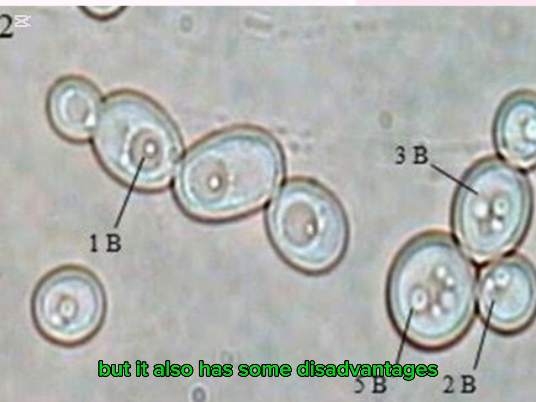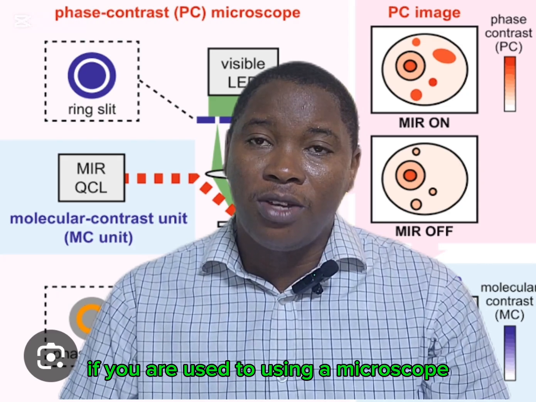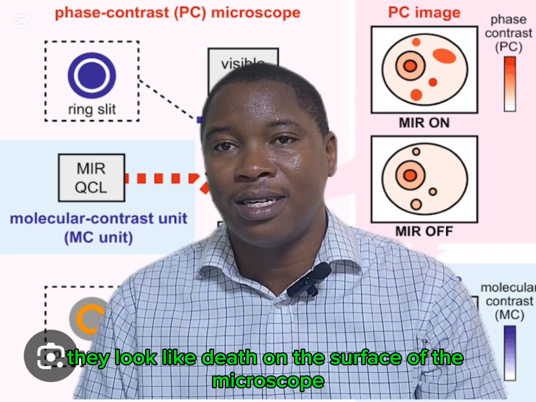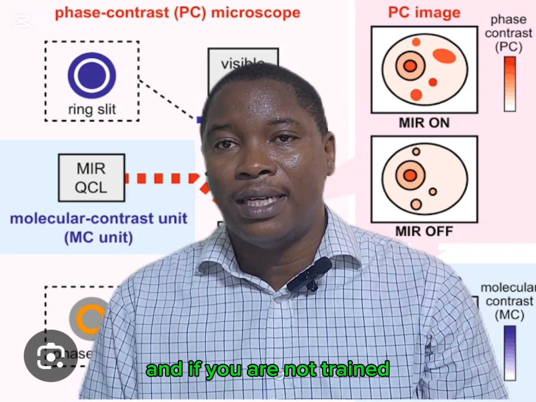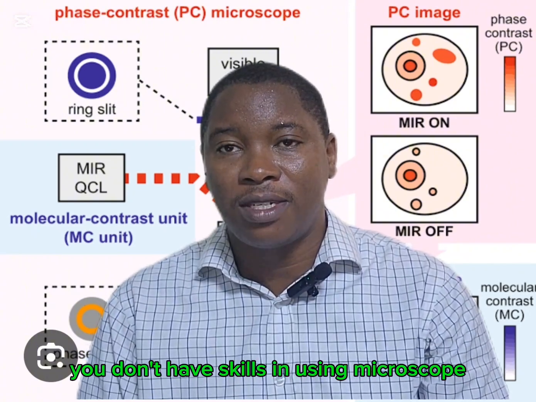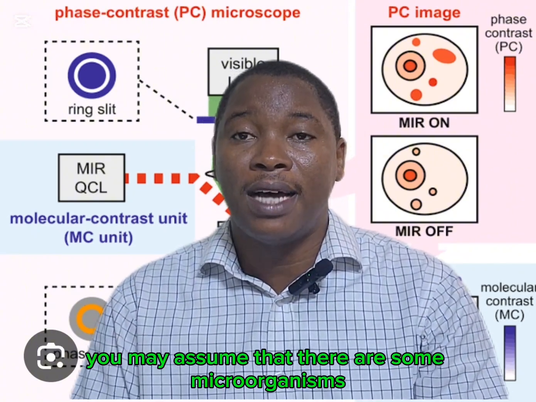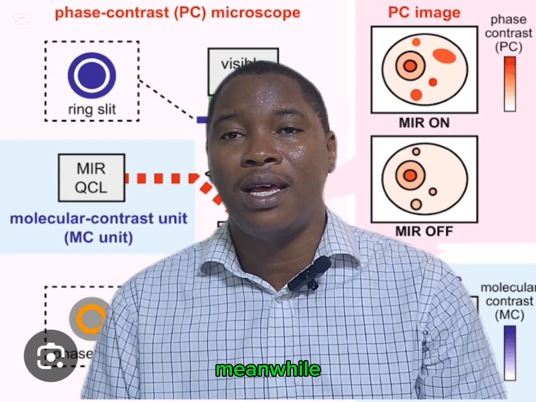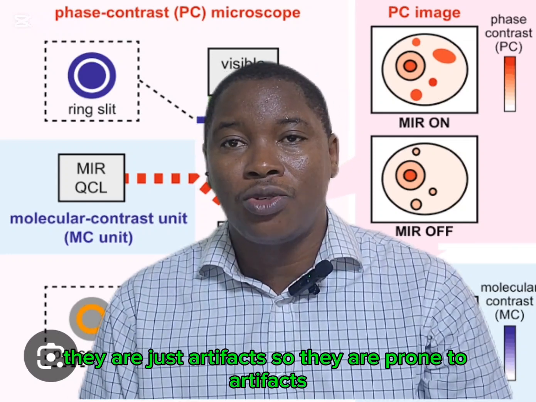But it also has some disadvantages. It's prone to a lot of artifacts. If you are used to using a microscope, you know that there are what we call artifacts. They look like dirt on the surface of the microscope. And if you are not trained, you don't have skills in using a microscope, you may assume that there are some microorganisms or some important things. Meanwhile, they are just artifacts. So they are prone to artifacts.